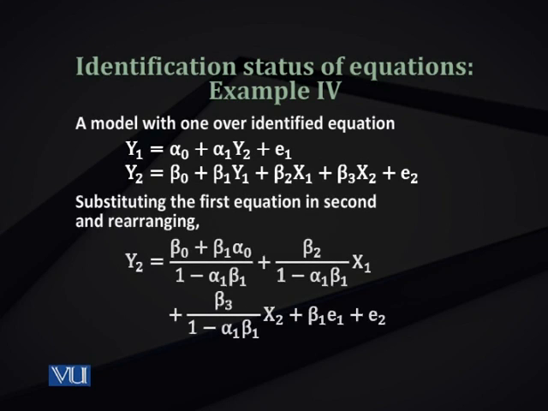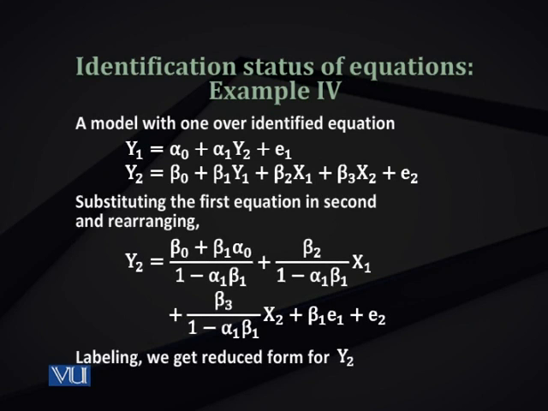You will just substitute the first equation, which is the smaller equation, in the second equation. So the value of y1, which is alpha naught plus alpha 1 y2 plus error 1, is substituted instead of y1 in equation 2. I recommend that you do that on paper. When you do that, you will find that y2 can be expressed in terms of x1 and x2. So you have an intercept term containing betas and alphas. You have an expression with beta 2 over 1 minus alpha 1 beta 1, which is the coefficient of x1. And you have beta 3 over 1 minus alpha 1 beta 1 as the coefficient of x2. And you have two terms both containing errors or residuals, that is e1 and e2.